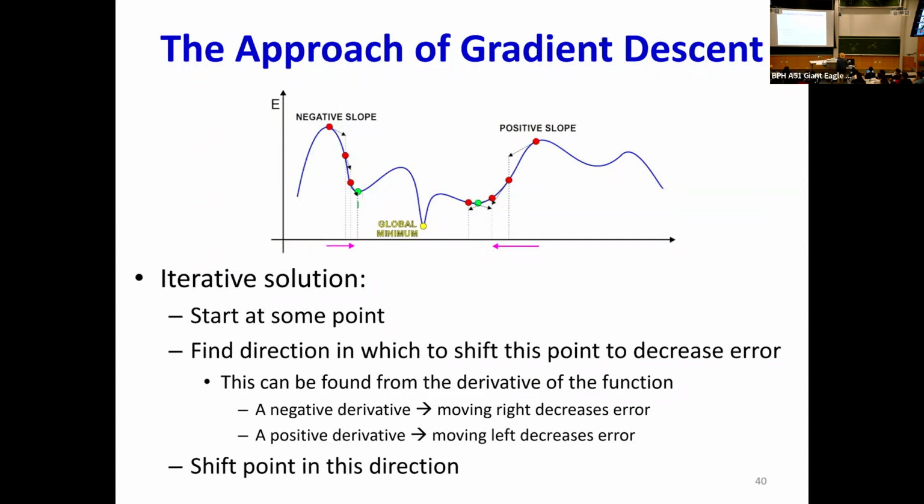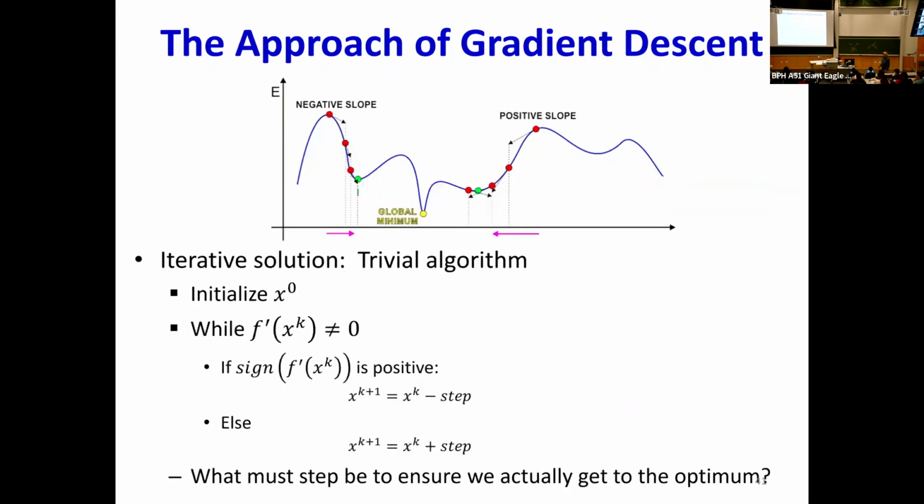So I'm going to just check the derivative. If the derivative is negative, the slope is negative, I take a step forward. If the slope is positive, I take a step backward from that point. And I keep repeating this process. So I can just write a little trivial iterative solution. At each point where I am, I just check the sign of the derivative. And if it's negative, then I increment x by some step. Step is always positive here. If the sign of the derivative is positive, then I take a step back. I decrement by a step, right?